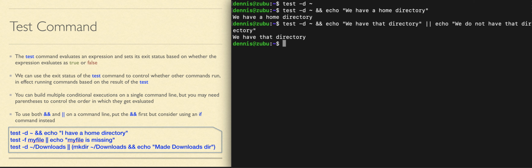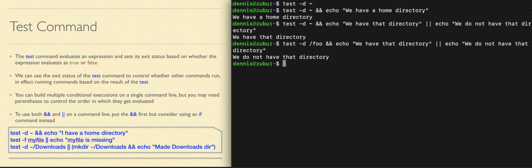In the example I just did, we print out the message we have the directory because we tested for a home directory and it exists. If I were to run that again, but this time test for a directory that doesn't exist, I should get the other message out. And I do.